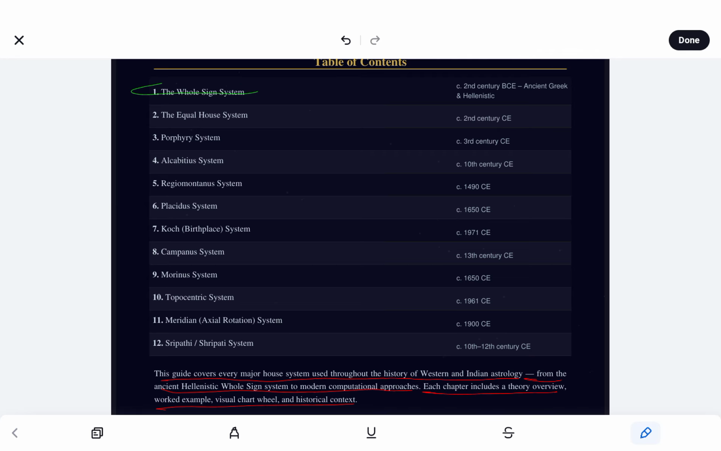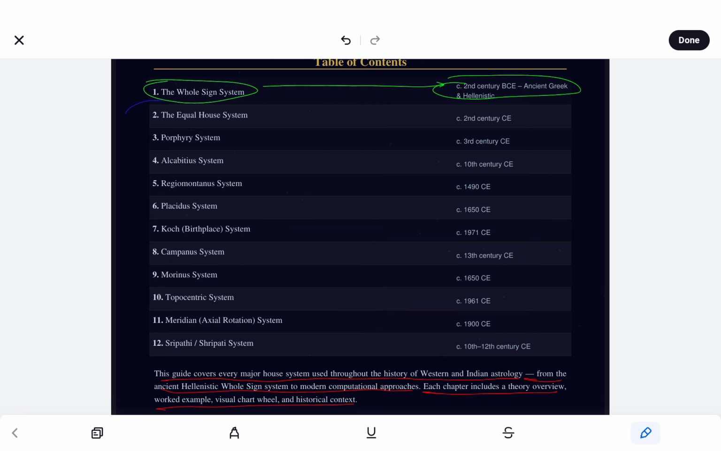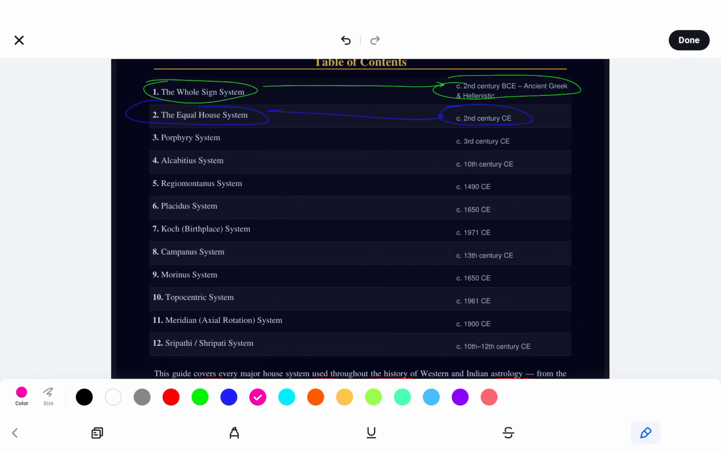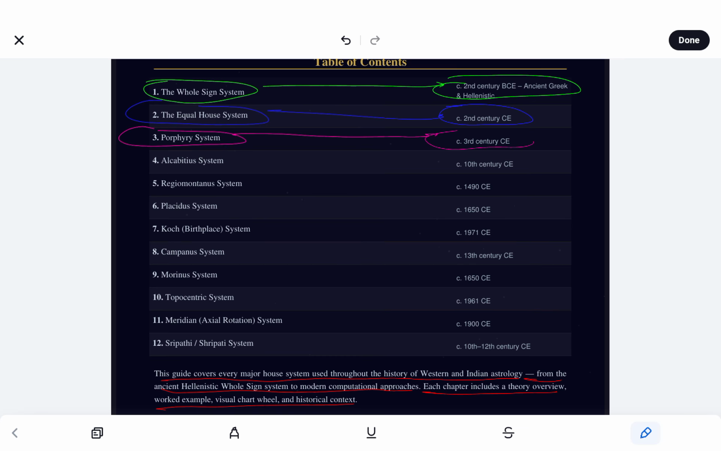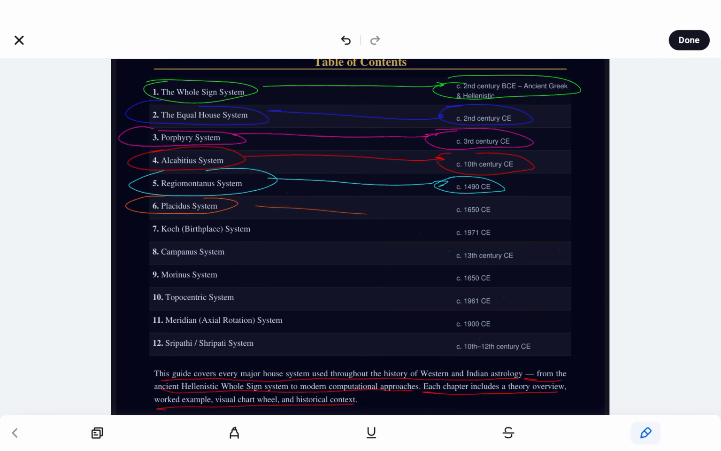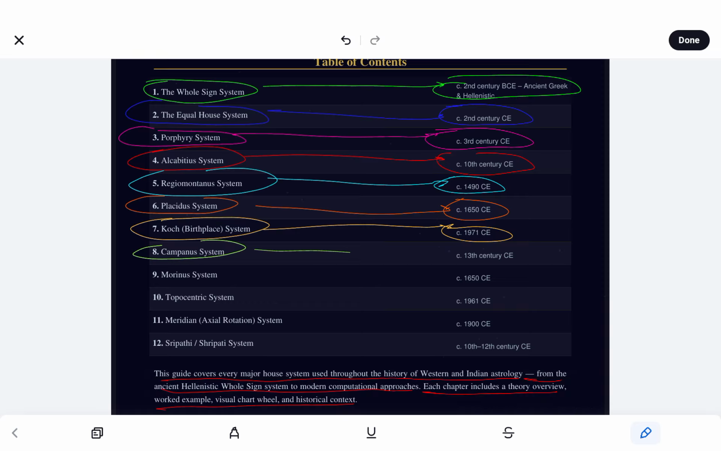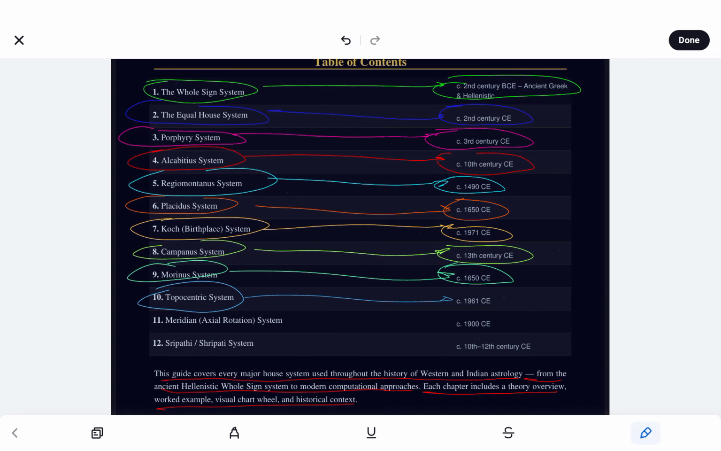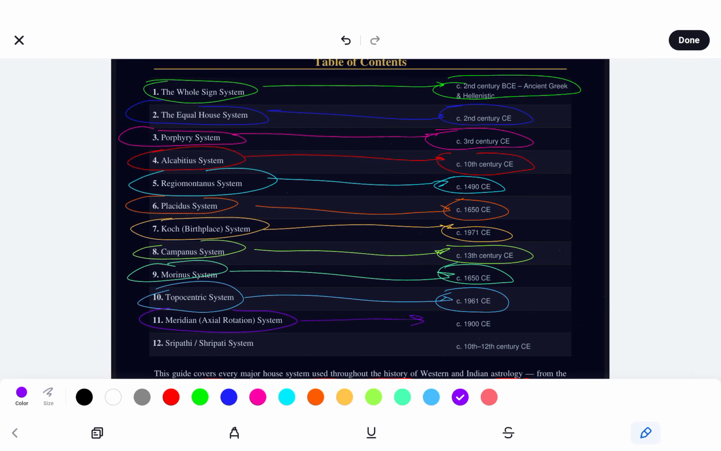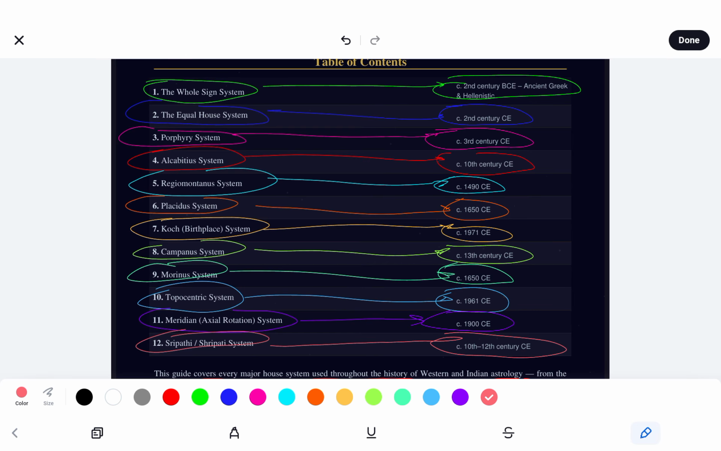So we're going to talk about the whole sign system, of course, 2nd century BCE, ancient Greek and Hellenistic; the equal house system, 2nd century CE; Porphyry system, 3rd century CE; Alcabitius system, 10th century CE; Regiomontanus system, 1490 CE; Placidus system, 1650 CE; Koch birthplace system, 1971 CE; Campanus system, 13th century CE; Morinus system, 1650 CE; Topocentric system, 1961 CE; Meridian axial rotation system, 1900 CE; and the Sripati system, 10th through 12th century CE.